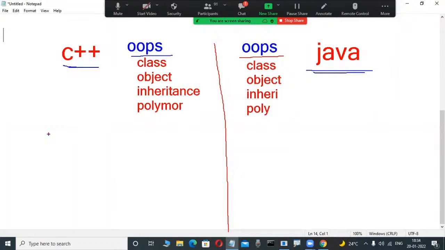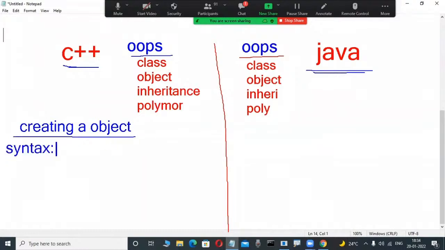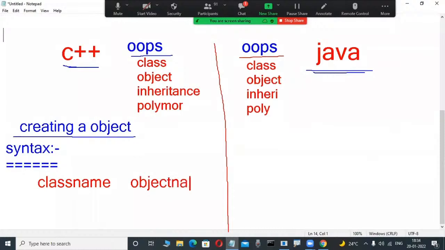Anybody guess it? Suppose in C++, I want to create an object from the class, what is the syntax? Anybody technical persons having an idea? So many persons are having an idea. Creating an object from the class, what is the syntax in C++? Observe here. Yes, so many fellows have an idea. Slowly observe here. Here only is the difference: class name, space, object name.